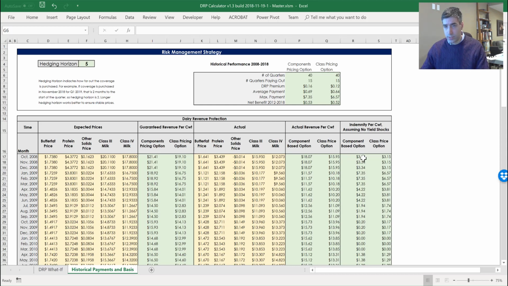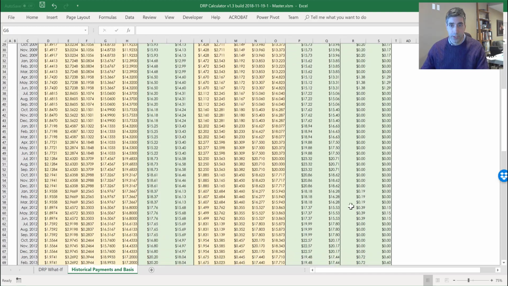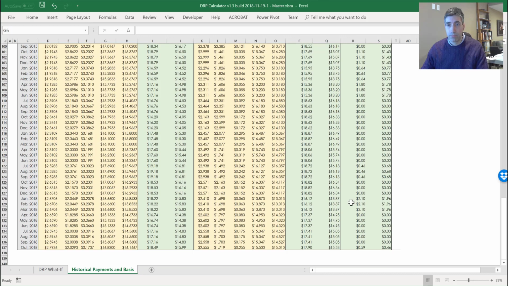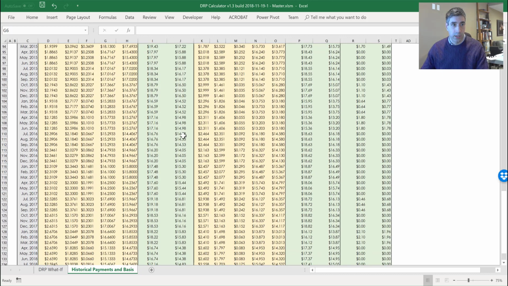Okay, so what this is saying is that October, November, December 2008, the components-based policy would pay $3.34 in gross indemnities. Class price option $3.15, pretty decent. $7.35, that's a lot of money, in the first quarter of 2009, and class price $6.51, that's very decent protection. Let's see more recent years. The last 4 years have been really terrible in terms of prices. Would DRP have helped? Okay, let's take a look.